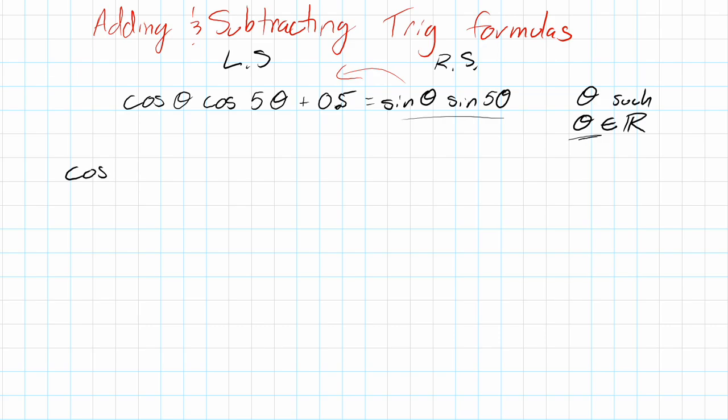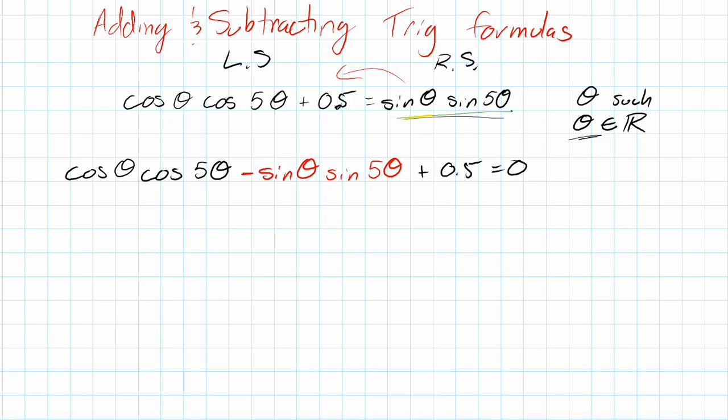So we'll go cos theta times cos 5 theta, and I'm purposely going to move it right beside it: sine theta sine 5 theta. So essentially what I've done is I've moved all of this over as one term. Sometimes that can be a little confusing. Let me finish out the next line here: plus 0.5 is equal to 0.